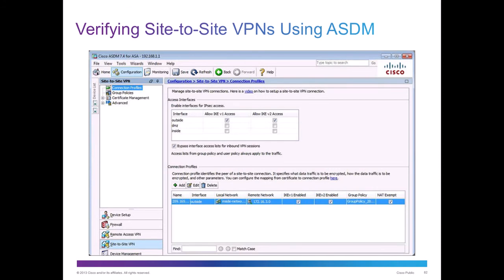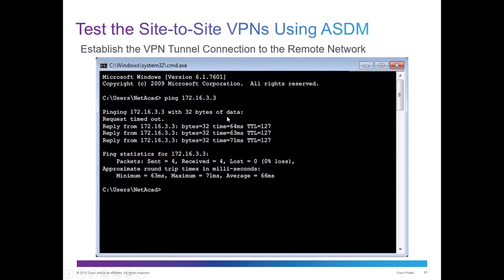Once all the settings are done, and you're allowing IKE version 1, once you identify everything is good, what you need to do is establish a VPN tunnel connection to the remote by pinging. So ping 172.16.3.3. Once you get a response, you know that you already went through the tunnel itself and it's successful.